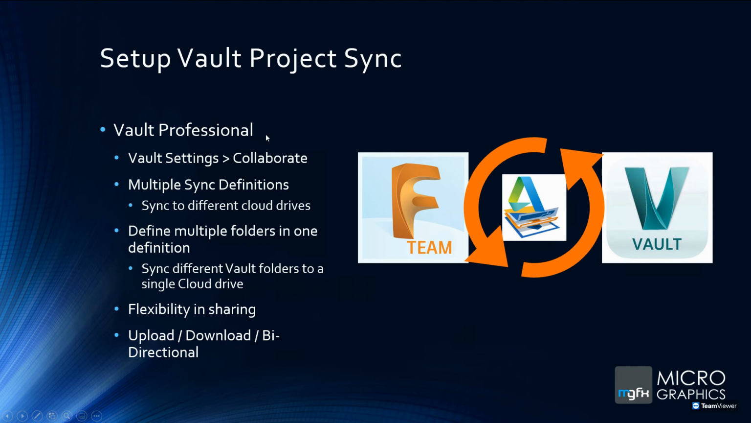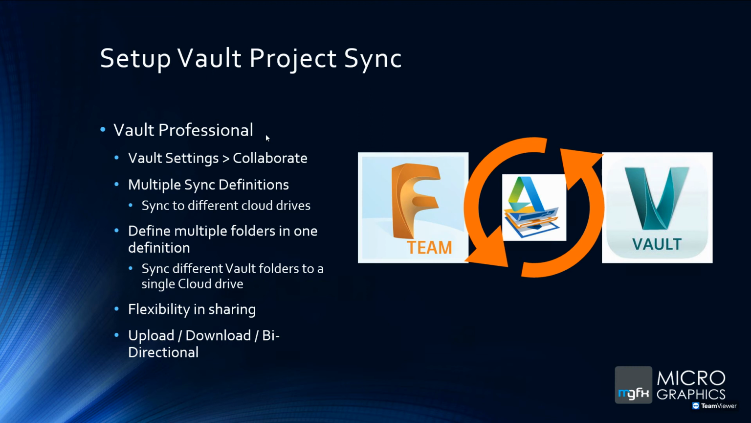So within Vault Professional, to set this up, you would go to your Vault settings and there's a Collaborate tab. You're able to set up multiple synchronization definitions, so you can actually sync to different cloud drives. You may not be synchronizing to one cloud drive at a time. You may actually be synchronizing your Vault data to multiple projects, basically to multiple Fusion projects. And so you would create a synchronization definition for each project that you want to sync to.